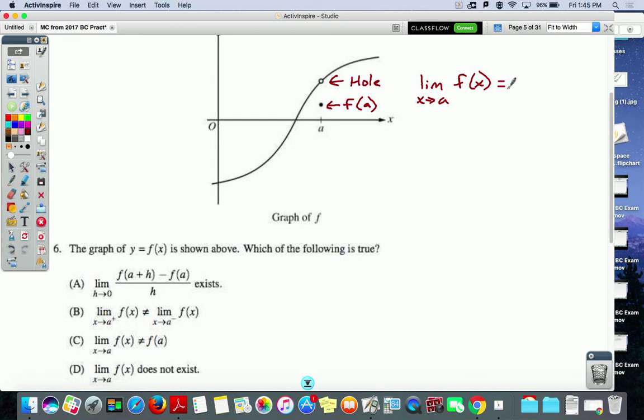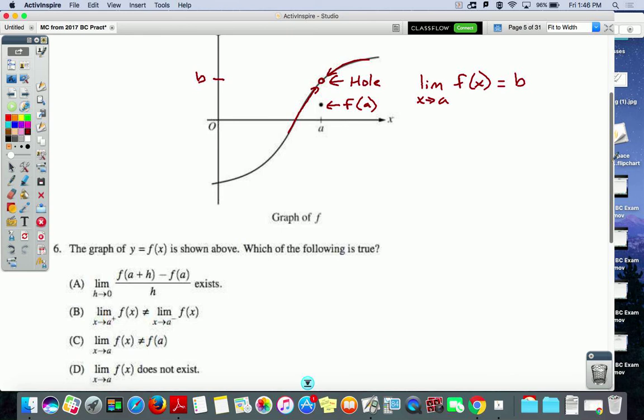Now, what it would be is some value over here, which we don't know. I'll just call it b. We could say the limit of f of x as x approaches a would be b. So the limit does exist because as we approach from the left and the right side, we approach the exact same value at this hole. It doesn't need to have a point there, it just needs to approach it. So having that kind of background information, let's think through these options here.